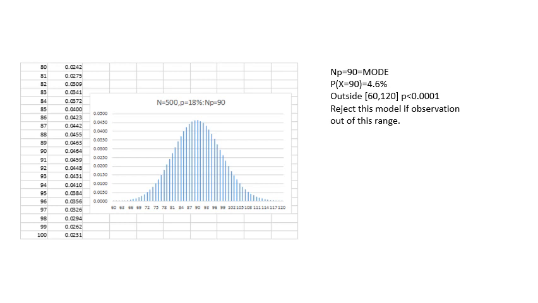So basically, if we are within this range 60 to 120, then we should accept this model, or at least it has some plausibility. If the number of successes is more than 120 or less than 60, then the idea that this is a binomial model of trials with 18% success probability can be rejected. 18% does not match what we see in the data.